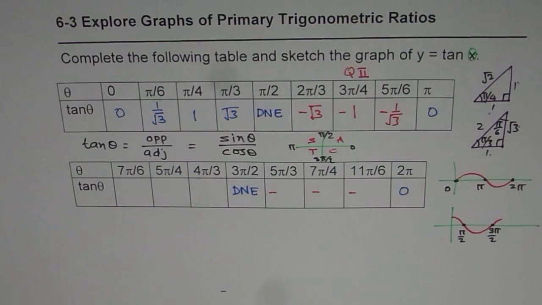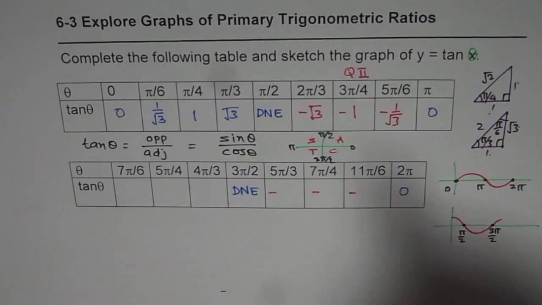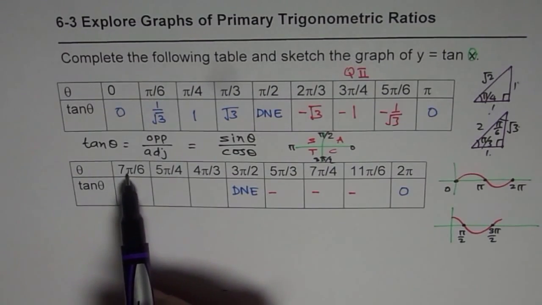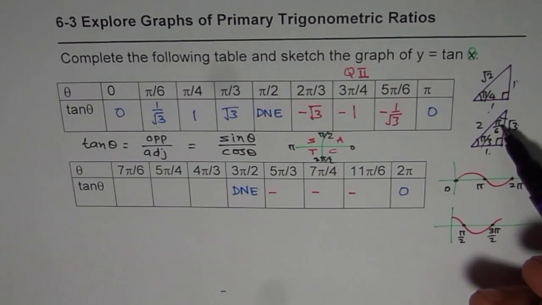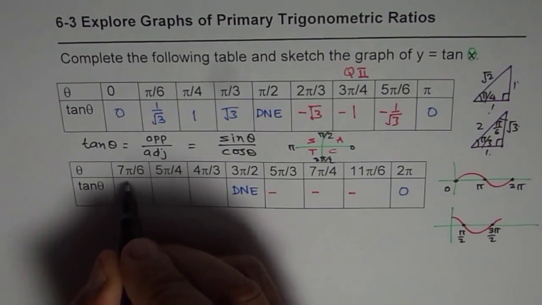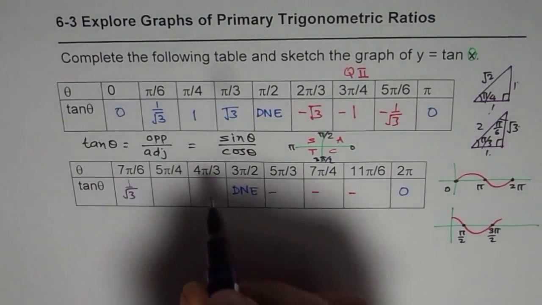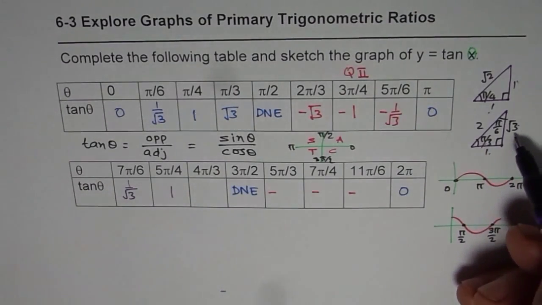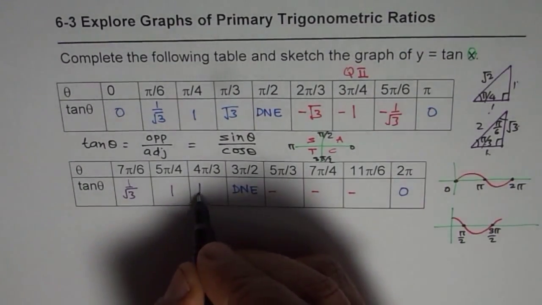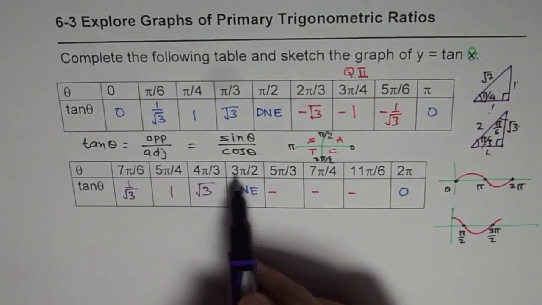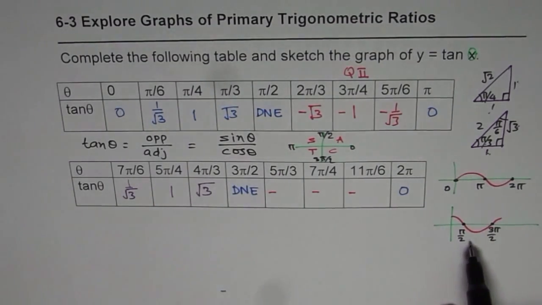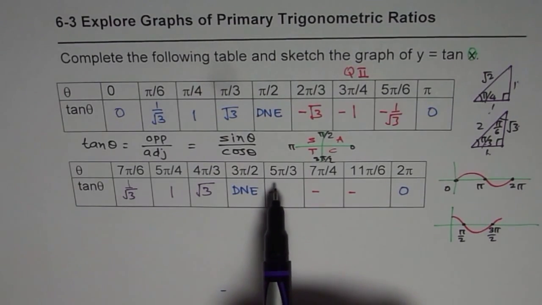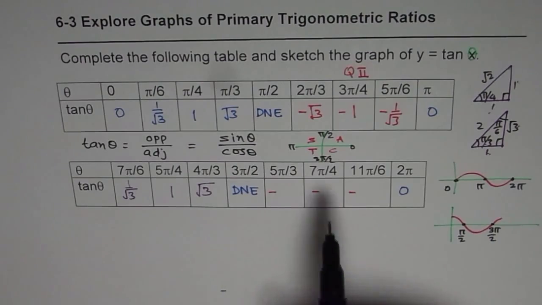So let's use a different color this time and then figure out all the values. 7 pi by 6, the acute angle is pi by 6. Look at that triangle. 1 over square root 3. See how simple it is. Pi by 4, it is 1. Pi by 3 from here is square root 3 over 1, so I can write square root 3. 3 pi by 2, as we know, is undefined since cos theta is 0. Perfect. Now, when you move to quadrant 4, all values are negative.